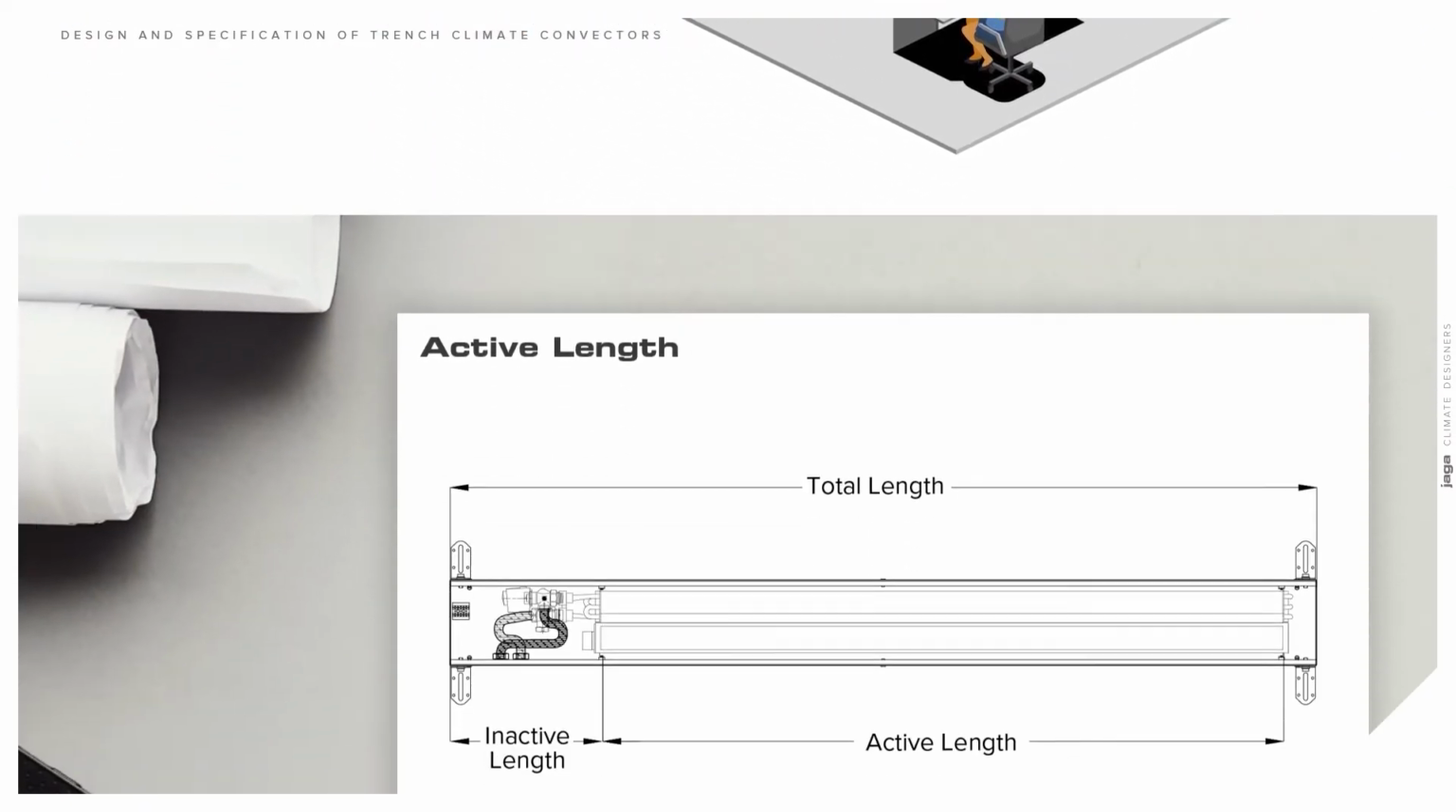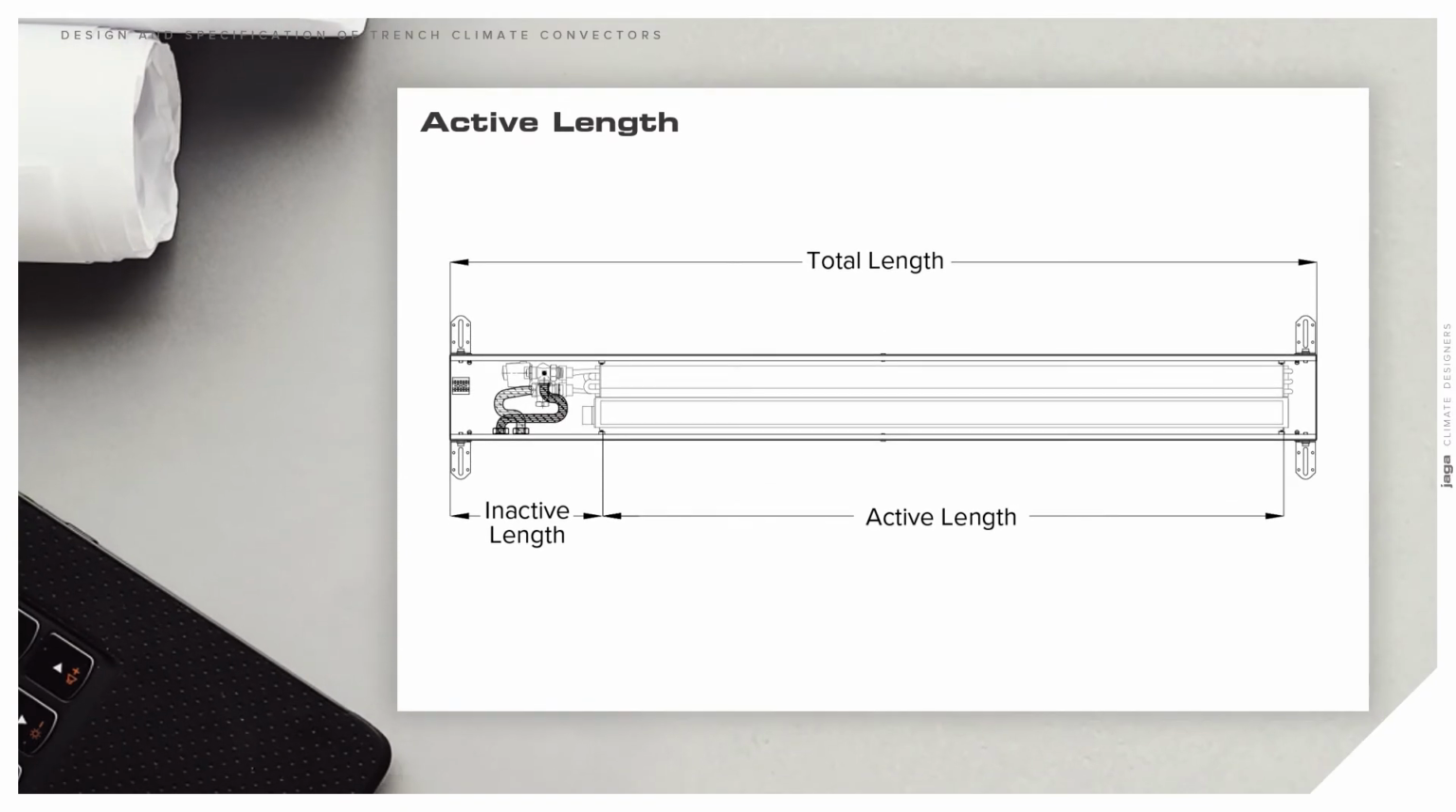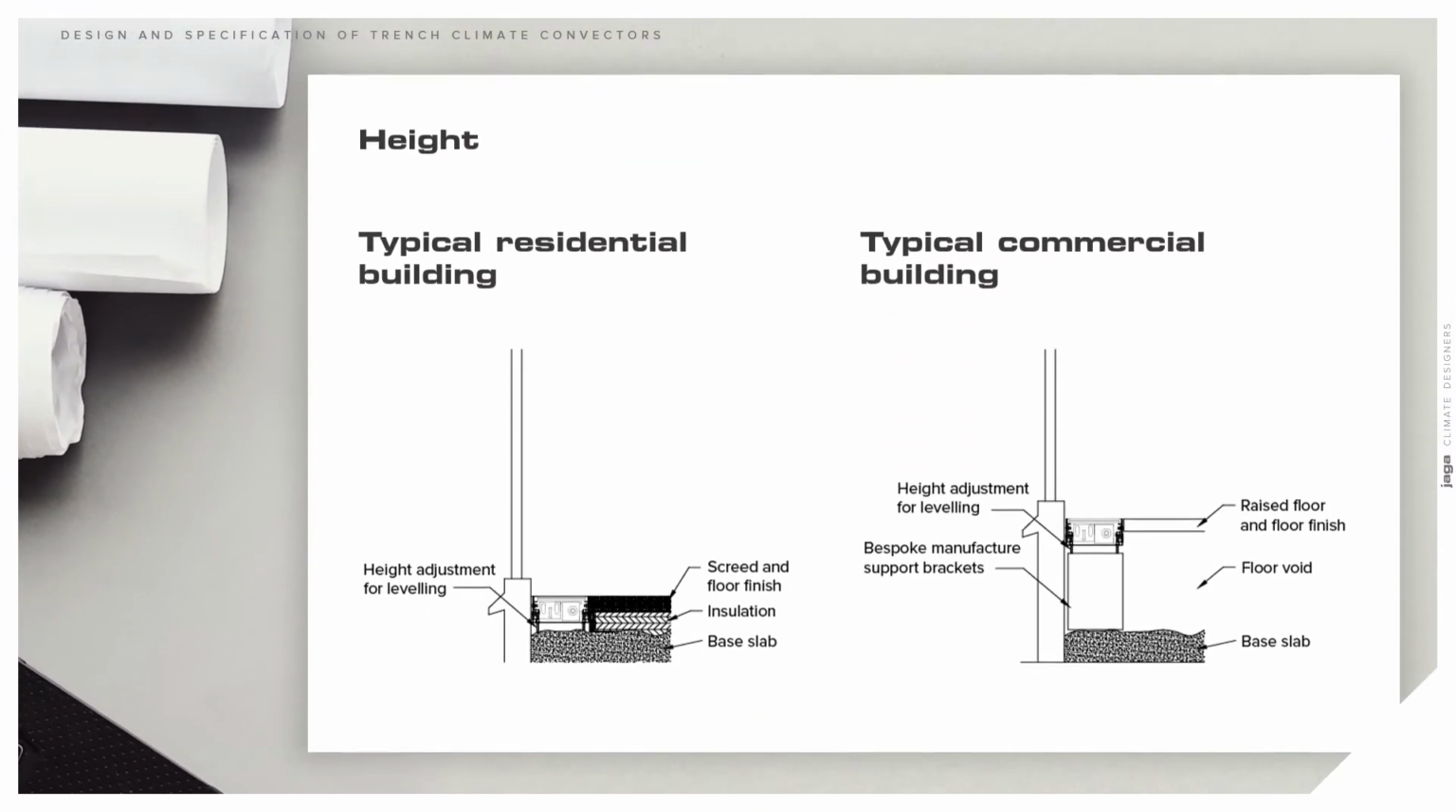When considering available space for trench climate convectors, please be aware that there is a difference between the active length and the inactive length of the unit. The active length is effectively the length of the heat exchanger within the trench. The inactive length incorporates valves, pipework, and controls. Selection is nearly always based on watts per active meter. Now that we've established the available length, the next step is to consider the available depth. We do this to determine the height available for the trench unit.